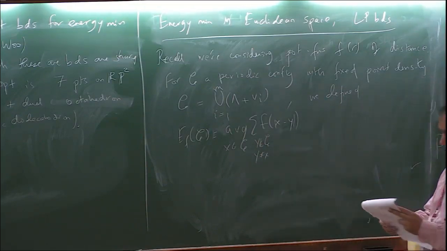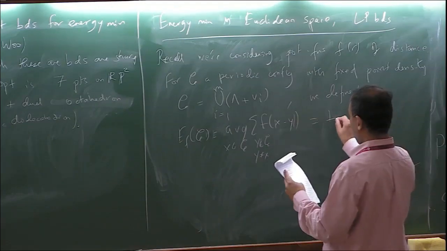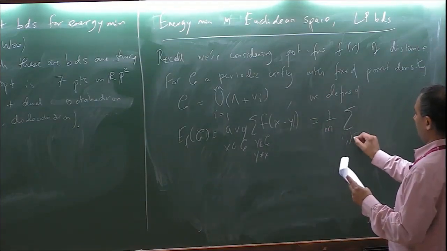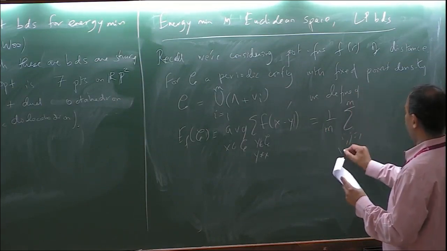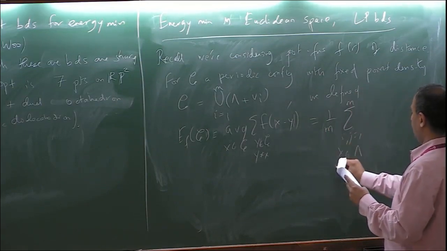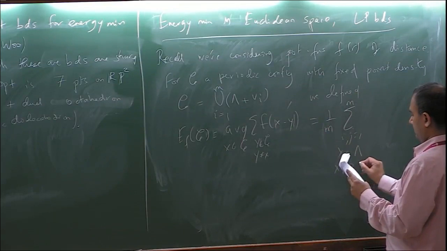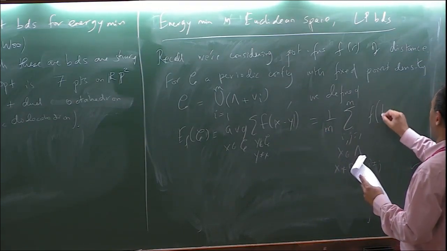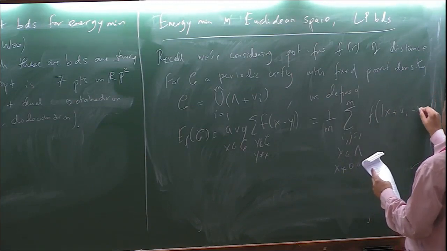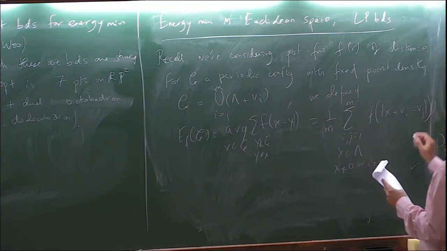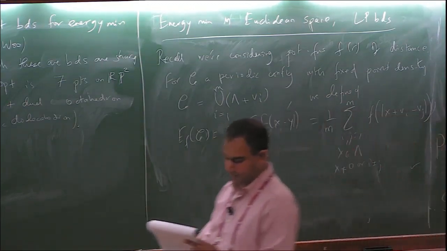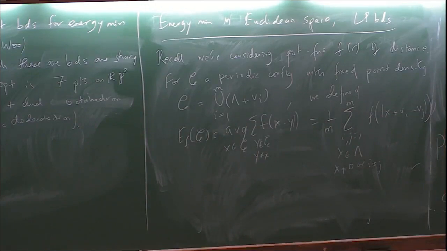Since it's periodic, that's really a finite average. This is 1 over m. You can write this as the sum over i, j going from 1 to m, x belonging to lambda, x not equal to 0 or i not equal to j, of f of the norm of x plus v_i minus v_j. Okay. So that defines the potential energy, and there are linear programming bounds. So let me state them.